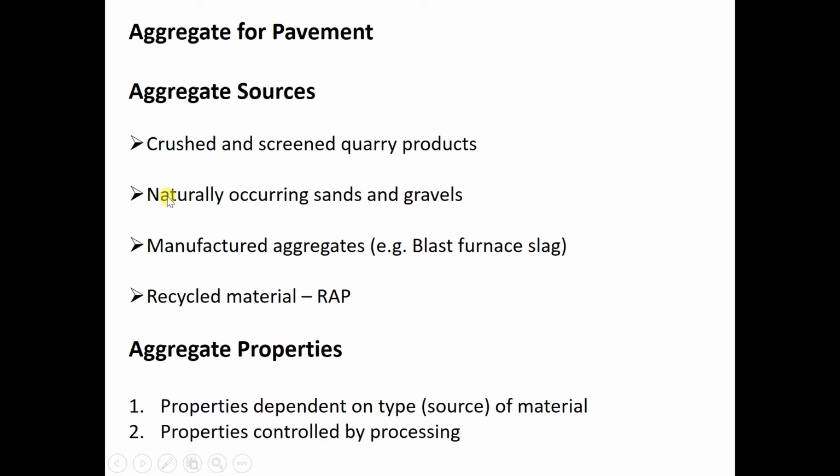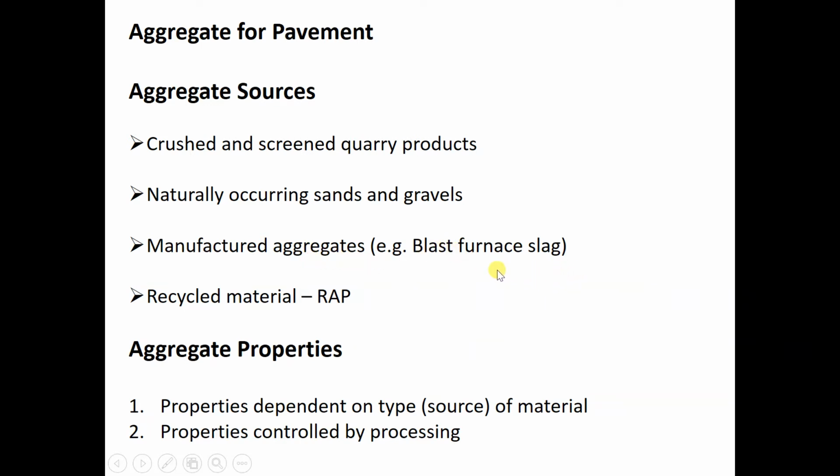Okay. Secondly, it's naturally occurring sands or gravel. We don't use much sand for roading, but sometimes we do use what we call quarry dust. It's a bit like sand, but just the powder form of the aggregates. Naturally occurring, like gravel, sandstone. Sandstone is a natural type of gravel or aggregate.